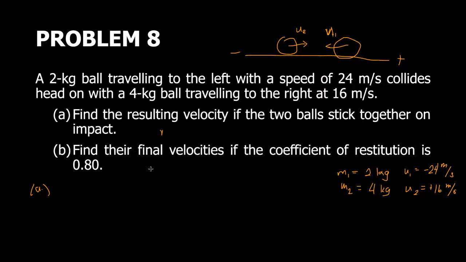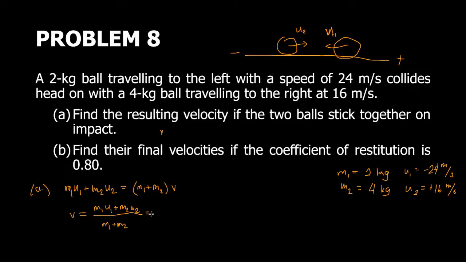So, again, gagamitan natin ng conservation of momentum equation, that is m sub 1 u sub 1 plus m sub 2 u sub 2 equals, since nag-stick siya together, we'll just say that this is 1 unit, m sub 1 plus m sub 2 times the velocity v. To get v, we will divide both sides by m sub 1 plus m sub 2. We'll get m sub 1 u sub 1 plus m sub 2 u sub 2, divided by m sub 1 plus m sub 2.